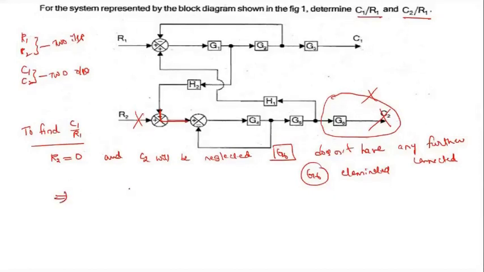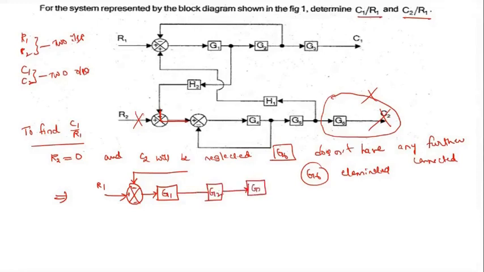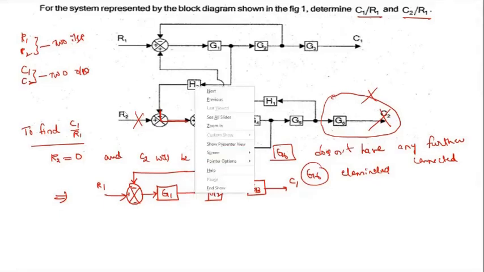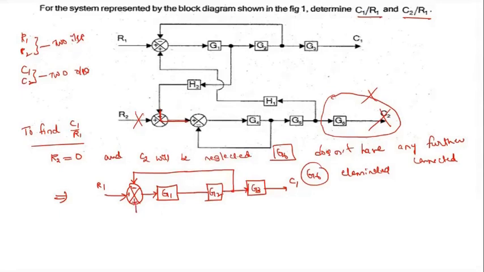First, there are three summing points: plus, minus, minus. Here the input is R1. Here is the reverse summing. Here one more block is G1, one more block is G2, one more block is G3. Finally, you will get the C1 output. This is connected in between G2 and G3, right? Sorry, this is also plus, as in the problem it's again plus.